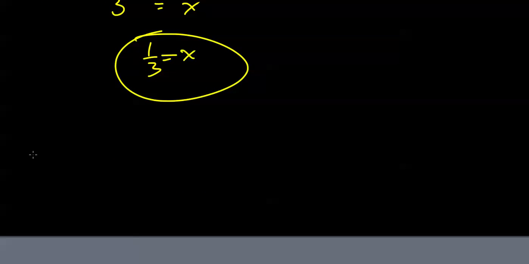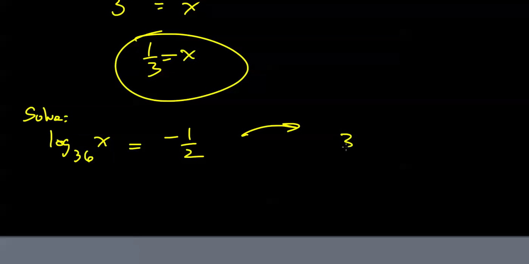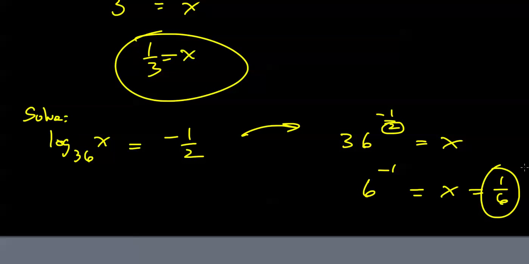Last one, the log of x base 36 equals minus 1/2. I'm going to solve for the unknown x value. In exponential form, this tells me 36 to the minus 1/2 power equals x. Well, what's 36 to the minus 1/2 power? I'll take my square root. The second root of 36 is 6. 6 to the minus 1 power equals x. And of course, 6 to the minus 1 power is 1/6. So my solution there is 1/6.